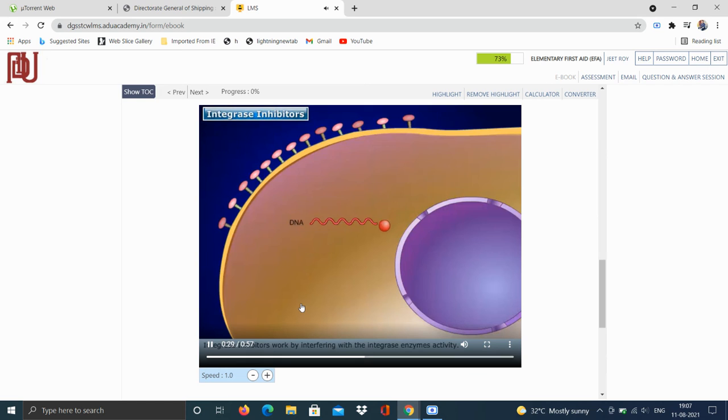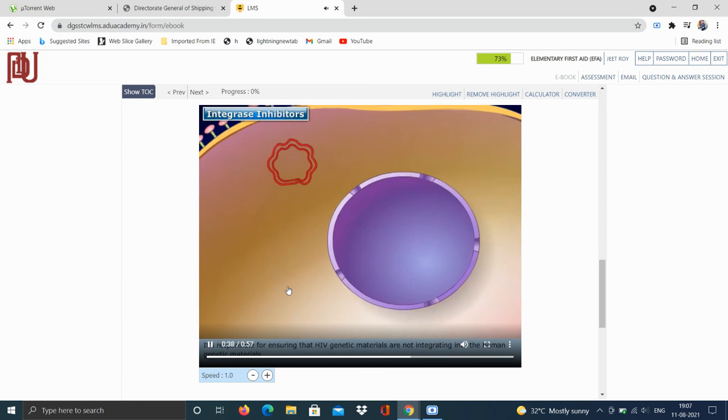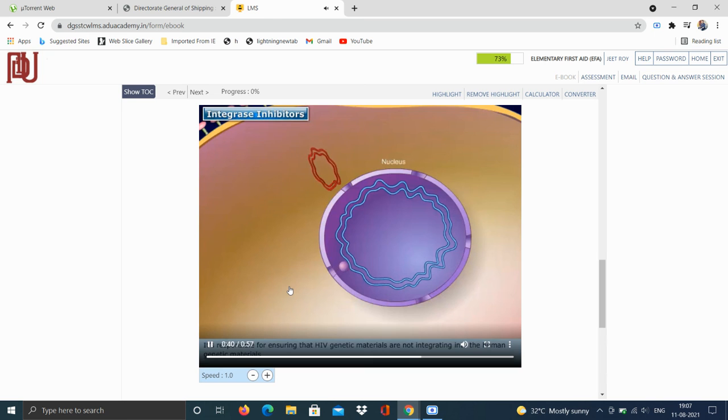Integrase inhibitors work by interfering with the integrase enzyme's activity. It's responsible for ensuring that HIV genetic materials are not integrating into the human genetic materials.